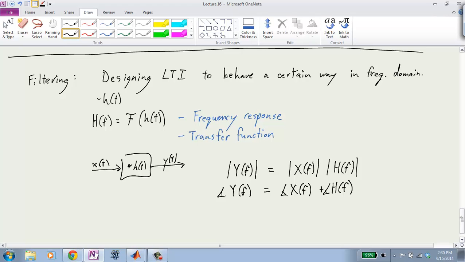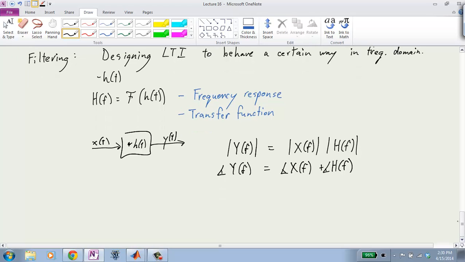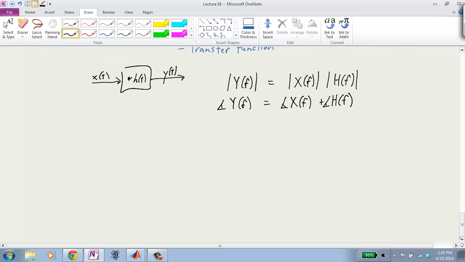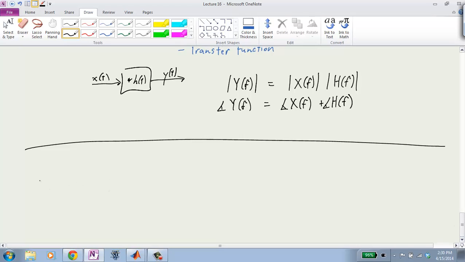So I have some examples of filtering, but I first want to talk about a particular LTI system here, or a particular system. Okay, so what if we have a differentiator? X of t comes in, and for any input, let's assume the input is differentiable, what comes out is the derivative of x. All right. Is this system linear and time invariant?